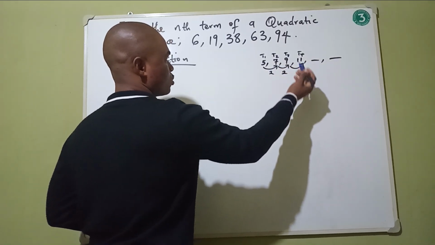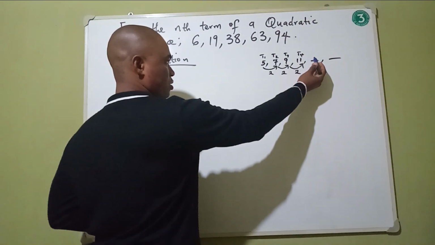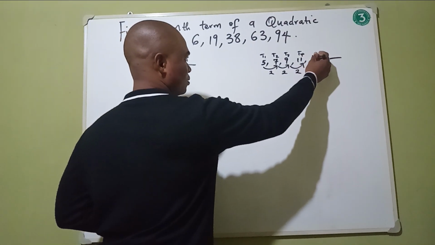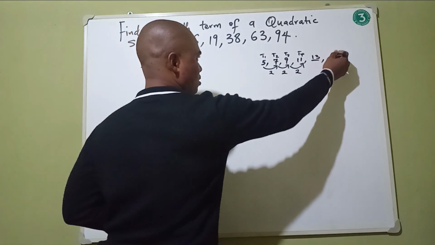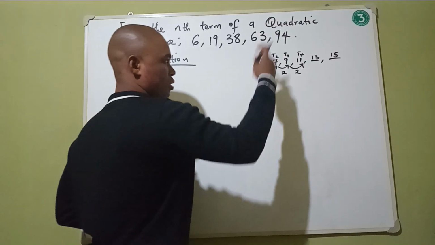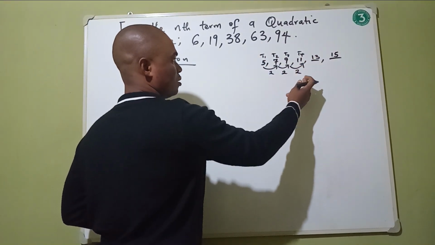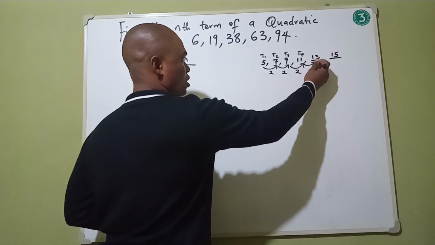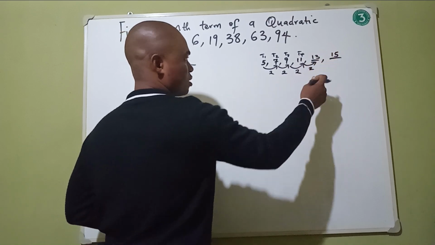This will also give me 2. So technically, this place will be 13, and the last one is going to be 15. That is, I will be adding 2 to the previous number to get the next number. That is 11 plus 2 will give me 13. Then the difference between here is 2, so 13 plus 2 will give me 15, and so on.